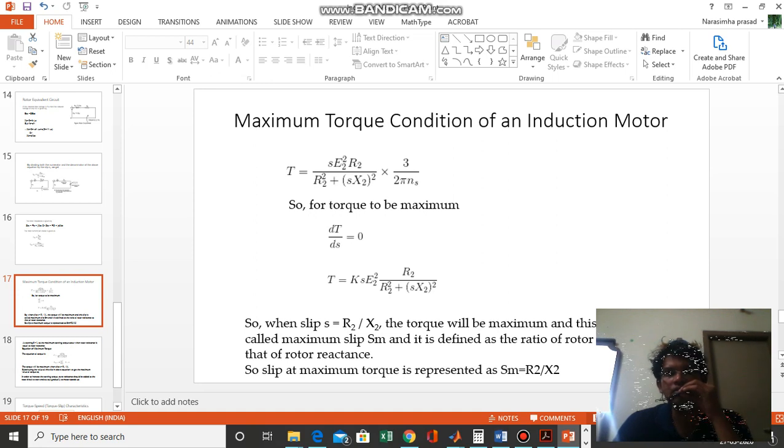Actually, what is happening here? When load increases, what happens? Speed decreases. Speed means N_R, the rotor speed, decreases, which means there is a change in slip. So with respect to load, there is also a change in the torque developed by the motor. When do we get maximum torque? Before that, we need to know one thing.